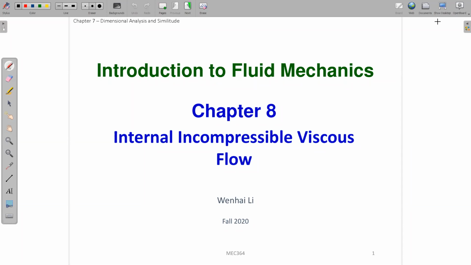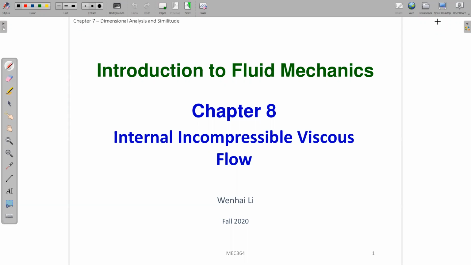Okay, the first thing is that we need to realize that we only have 3 classes left, including today's class. We only have 3 lectures left, and in these 3 lectures, we will cover the topics of incompressible viscous flow for internal flow and external flow, which correspond to chapter 8 and chapter 9 of your textbook. But we won't cover everything in these 2 chapters, only selected sections.